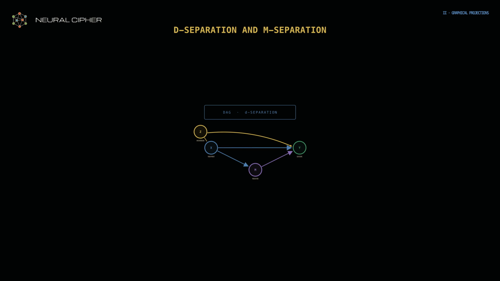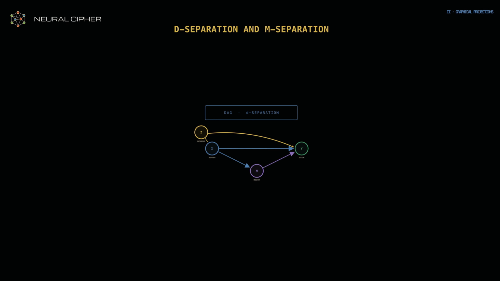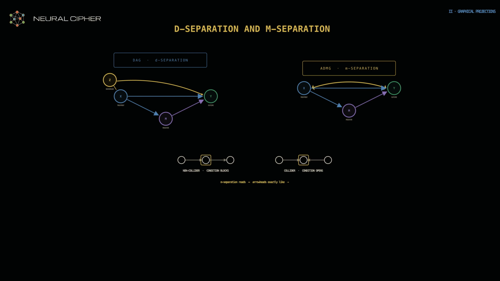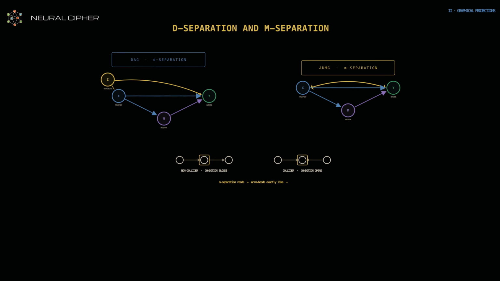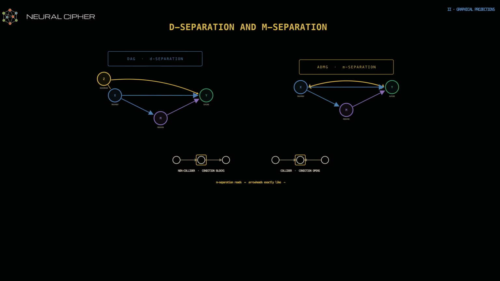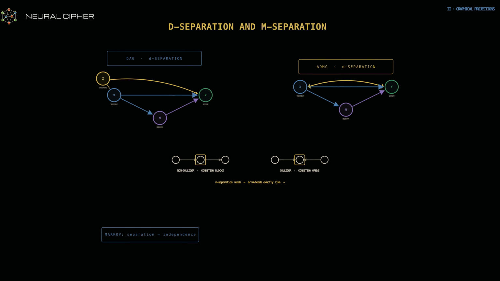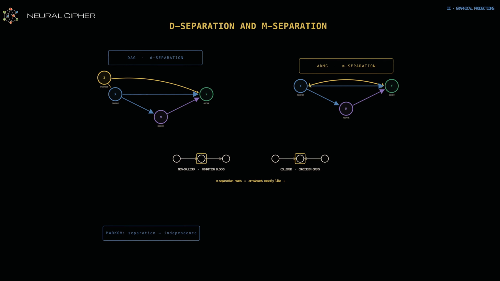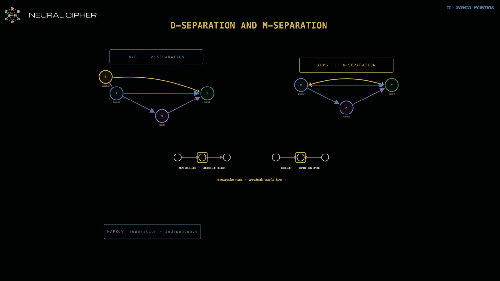Separation must also change with the graph class. In a directed acyclic graph, d-separation blocks paths according to collider and non-collider rules. In an acyclic directed mixed graph, the corresponding criterion is m-separation, which treats arrowheads from directed and bidirected edges uniformly along a path. The global Markov property converts graphical separation into conditional independence.